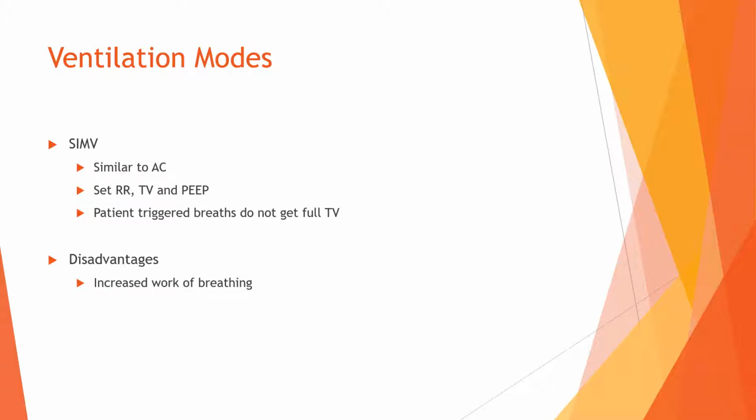The second type of ventilator mode is SIMV, or synchronized intermittent mandatory ventilation. This is similar to AC in that you can set the respiratory rate, tidal volume, and PEEP. However, in this, the patient can also trigger their own breath, and when they trigger their own breath, they do not necessarily get the full tidal volume. Unlike CMV, in which with every breath you get the full tidal volume. The disadvantages of this mode are that it can lead to an increase in work of breathing.